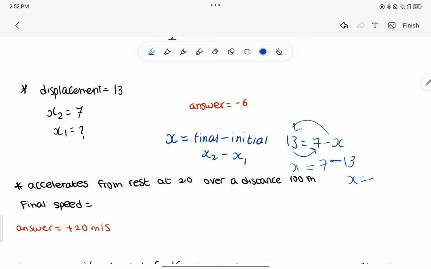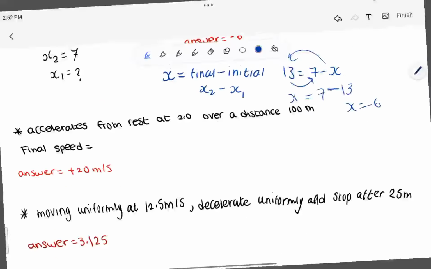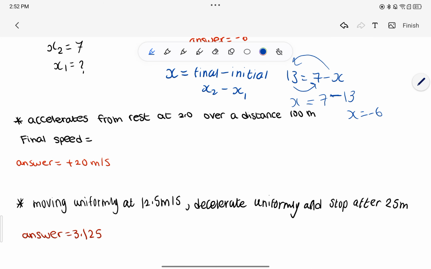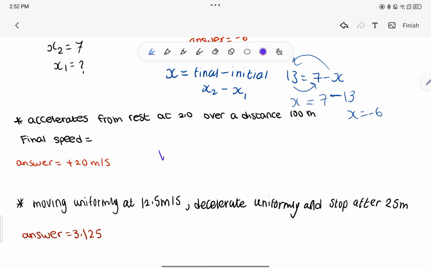So x equal to -6. Okay, now accelerates from rest. An object accelerates from rest at 2 meters per second squared over a distance of 100. What's the final speed? So we're gonna use this v squared minus u squared equals 2a delta x.